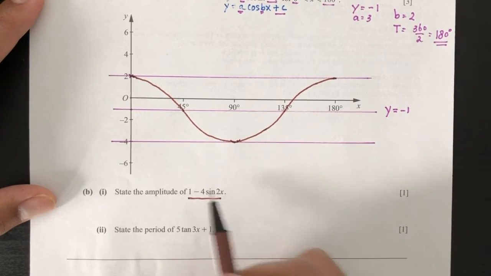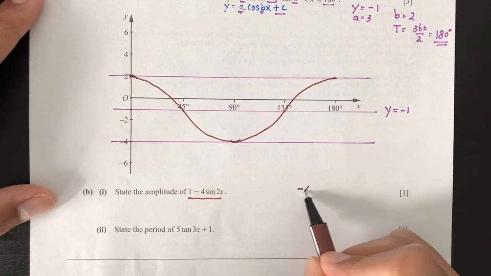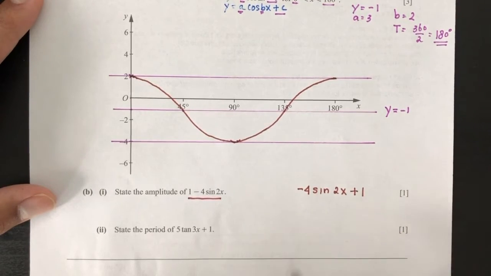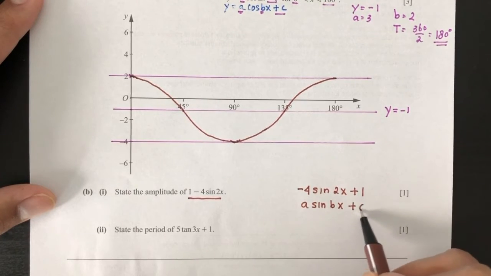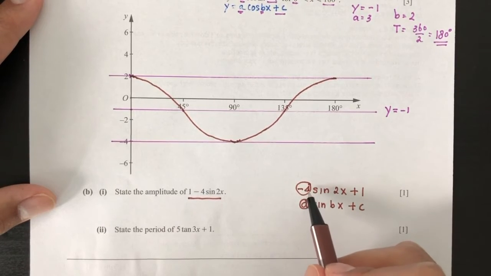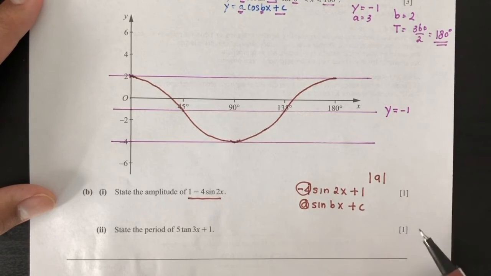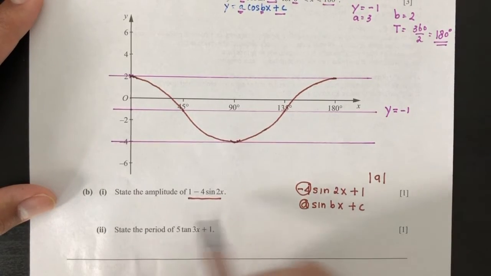So if you look at this, we can rewrite this as, let's say, minus 4 sine of 2x plus 1. This looks like a sine of bx plus c. So you would say the value of a is equal to minus 4, but for amplitude it is the modulus. We don't take negative values of a, so amplitude will be 4.